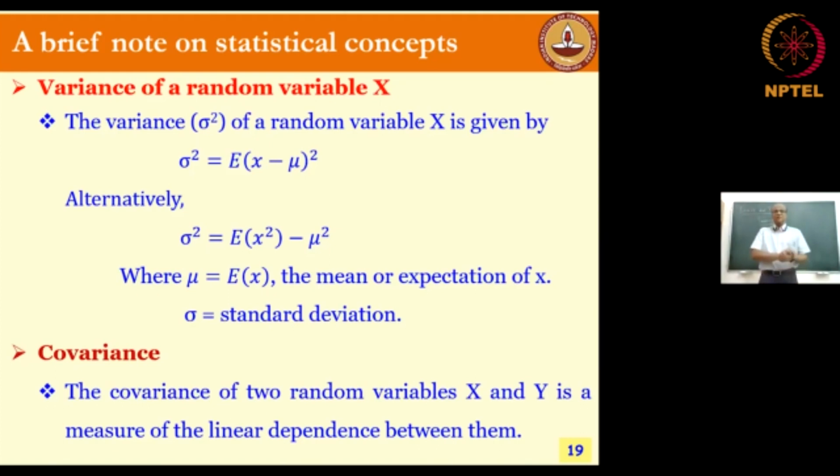Alternatively, sigma square is also the expectation of x square minus mu square. That I think I have proved, or you can prove.